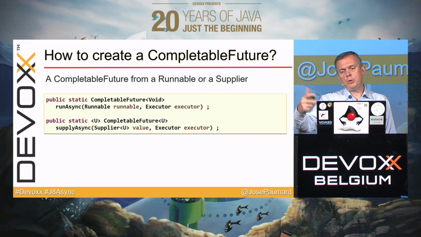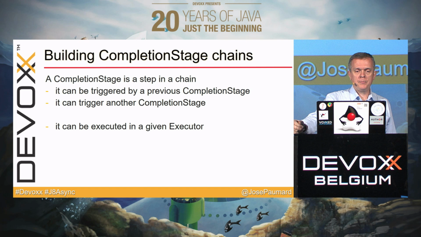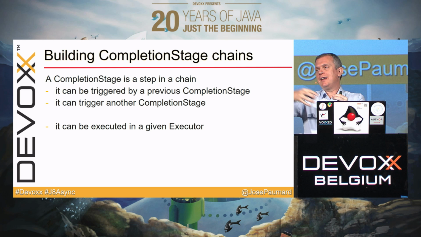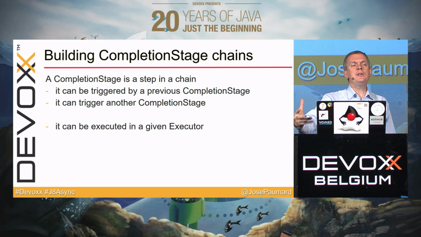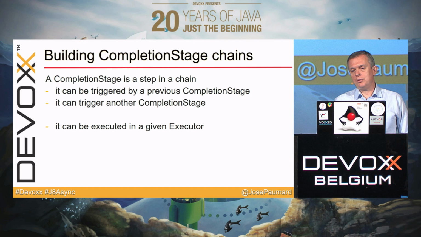Okay, how can I build now CompletionStage chains? In fact, I have a set of methods on the CompletionStage itself that will do some kind of operation and return another CompletionStage. And this is what we are going to do now. What has to be seen is that a CompletionStage is a step in a chain. I already said that. It can be triggered by a previous CompletionStage on which I have called a special method that returns this CompletionStage. And the execution of this CompletionStage can trigger a further CompletionStage downside the chain. And it can be executed in a given executor. That is, I can take an executor, which is basically a pool of threads, pass it to a CompletionStage or CompletableFuture, and decide to execute this task in the given executor.